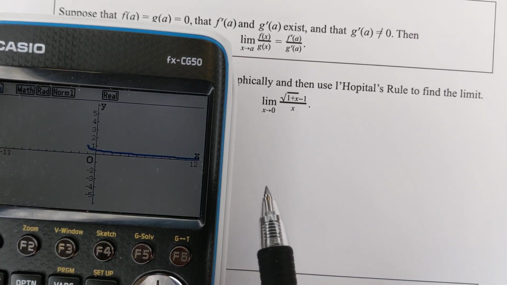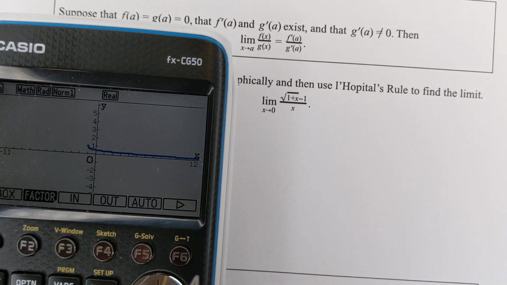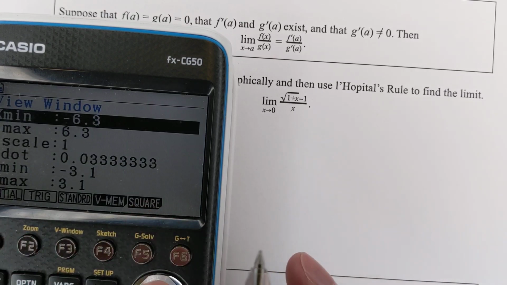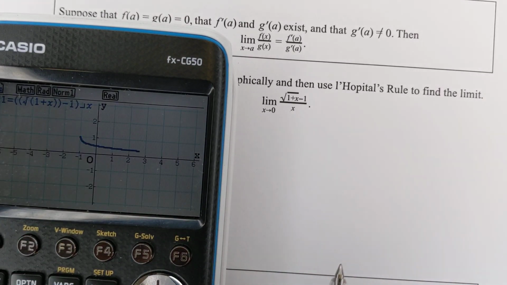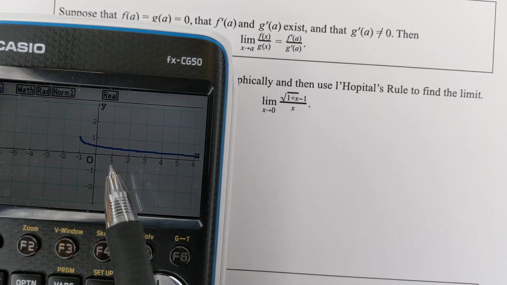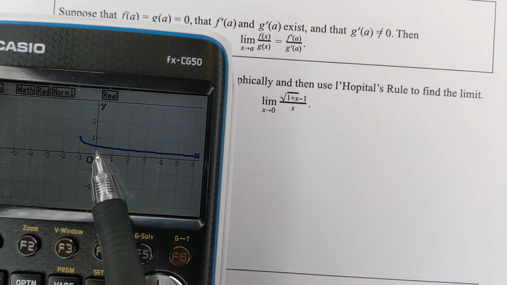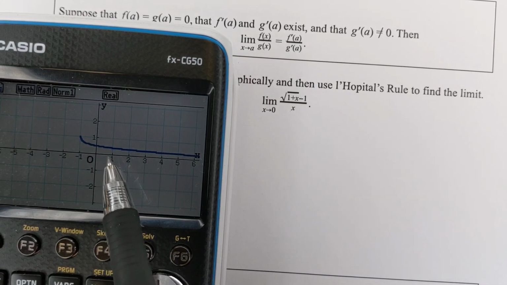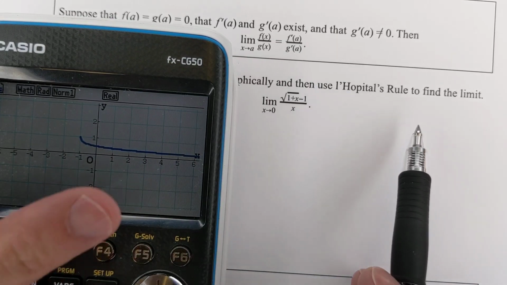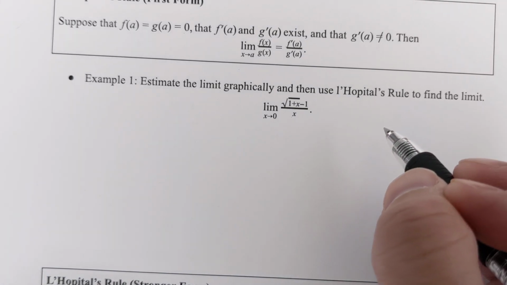So let's zoom this in a little bit. Actually, we'll reset our view window. Looking at the graph, the limit is about 0.5, 1/2. When x approaches 0, the y value is 1/2. So let's actually work L'Hopital's out.